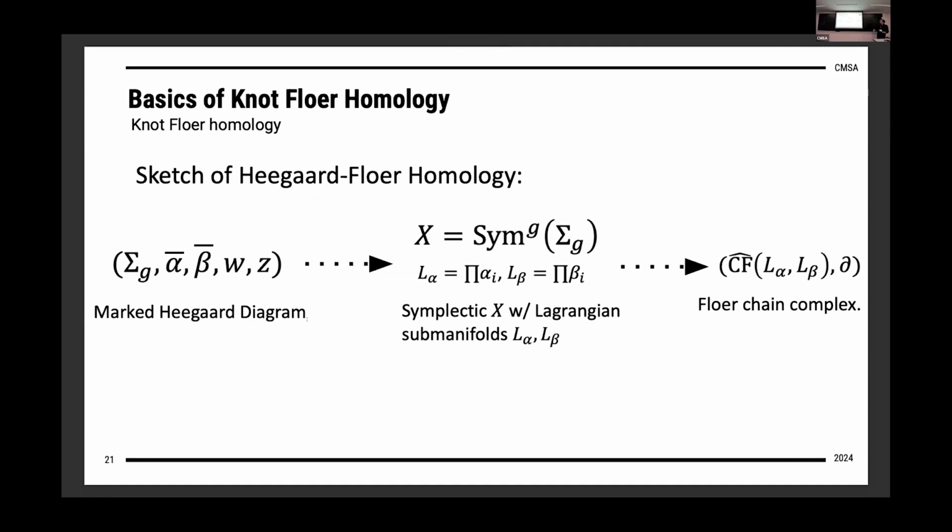And roughly the sketch is that you need to associate some sort of symplectic manifold. These curves allow you to define these sort of Lagrangian submanifold, and it gives you a natural setting for the Floer homology. Now, I'm skipping a lot of details here, but essentially you have some kind of nice symplectic structure that you can define and then consider some kind of Floer homology.